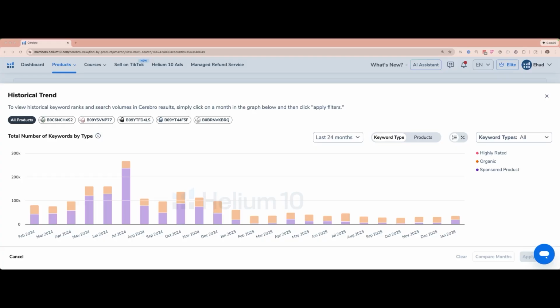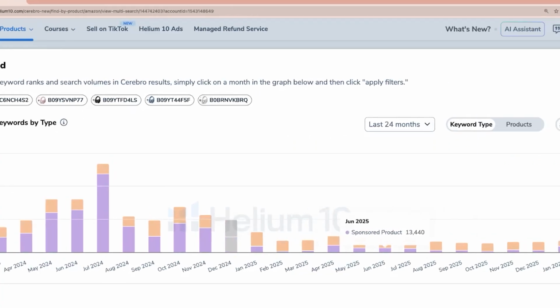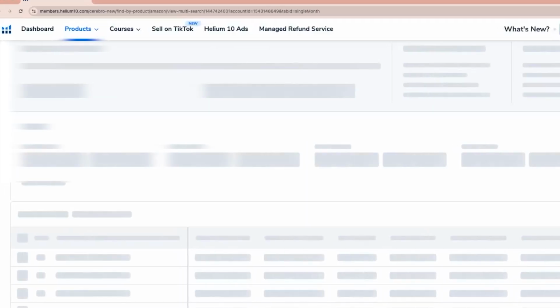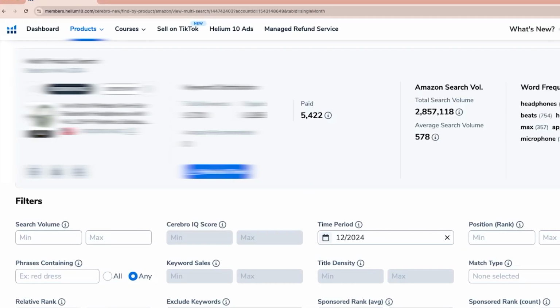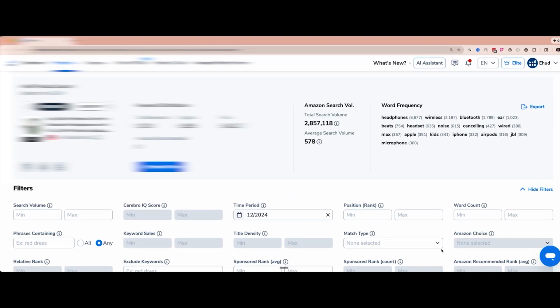So let's say I click on December here and I click apply. What Cerebro is doing now is it's pulling the keyword data as if we were sitting in December. This isn't today's ranking. This is what Amazon was ranking this ASIN during that month. So that's important because this is the last point where organic coverage was still pretty healthy.